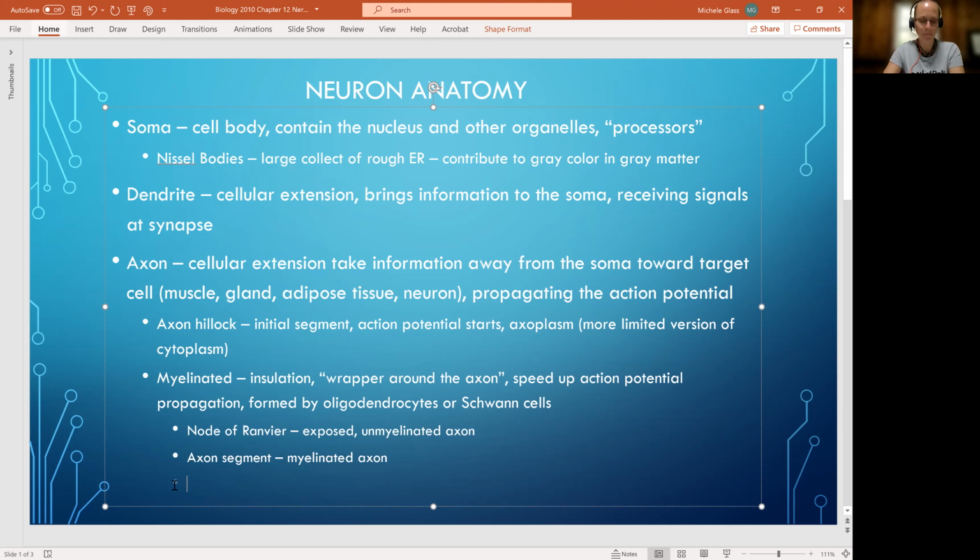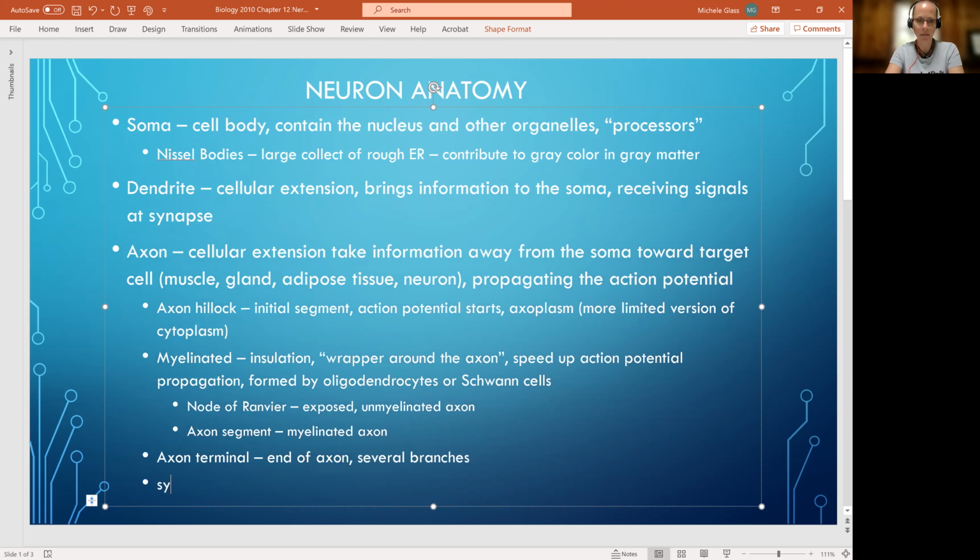dealing with the axon. So we also have what's called the axon terminal. Axon terminal is the end of the axon, and it can have several branches. And the very end of the axon terminal is the synaptic knob. I'm going to call it knob because that's the terminology I've been using. In OpenStax, they talk about it as the synaptic end bulb. And this is going to be full of vesicles of neurotransmitter.